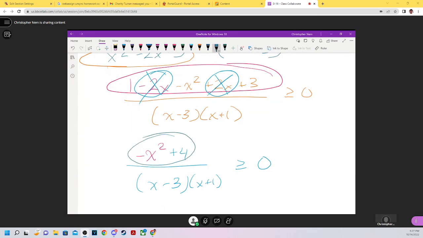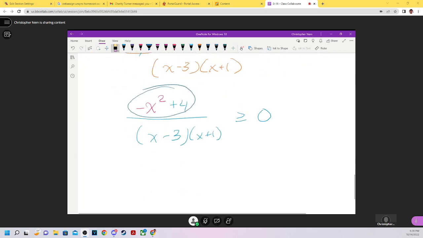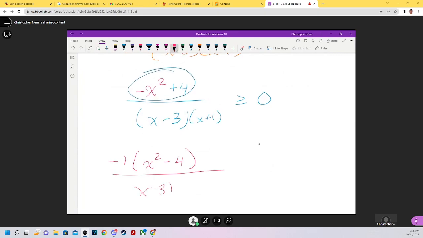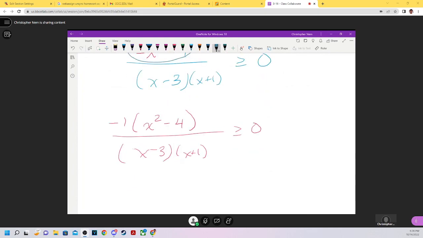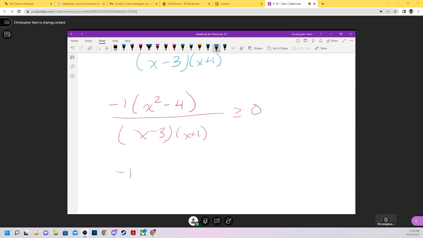I don't know how to factor that. I do know how to factor x squared minus 4, though. What's the difference? Well, if you notice, the signs are different, which means, what if I were to instead factor out negative 1? Then I would have exactly what I desire, so I can factor it out nicely. This is all just to make the problem much nicer to work with, okay? And then you have negative 1, x minus 2, x plus 2, all over x minus 3, x plus 1 is greater than or equal to 0.